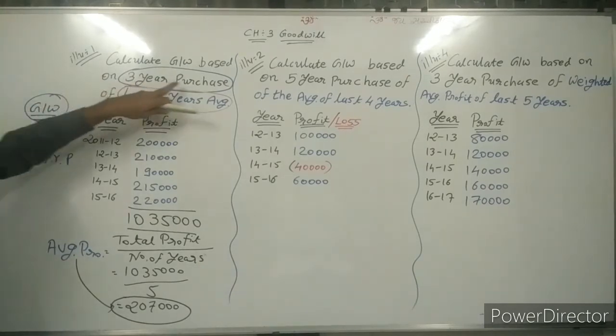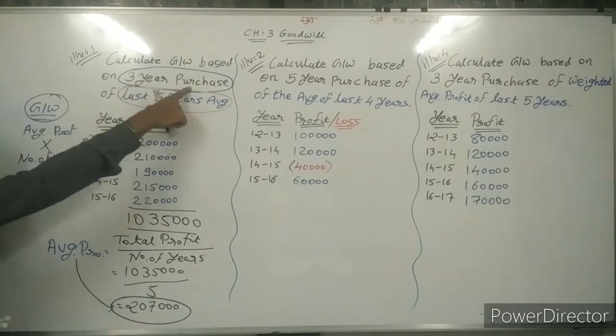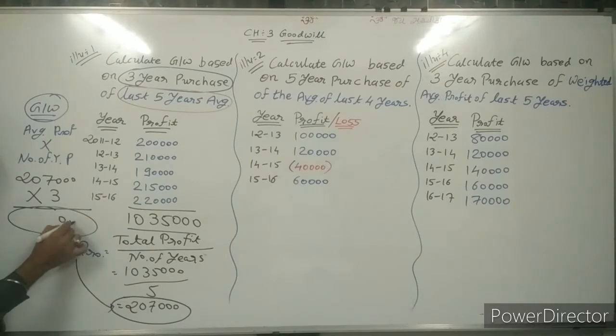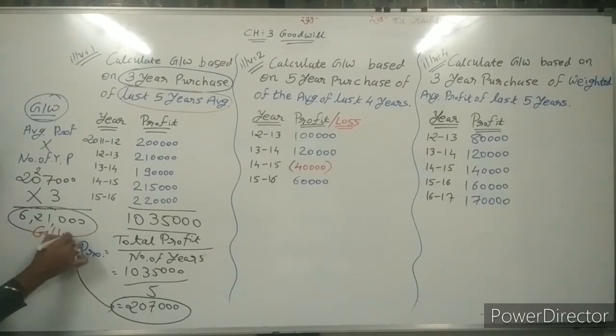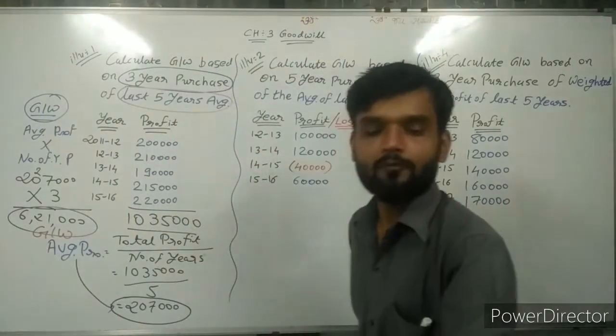Sir, here 3-year purchase information is given. So first of all write average profit. Average profit is 2,07,000, into number of years purchase, 3, and whatever answer is there, that is your value of goodwill. Now find the answer. 6,21,000 is the value of goodwill.